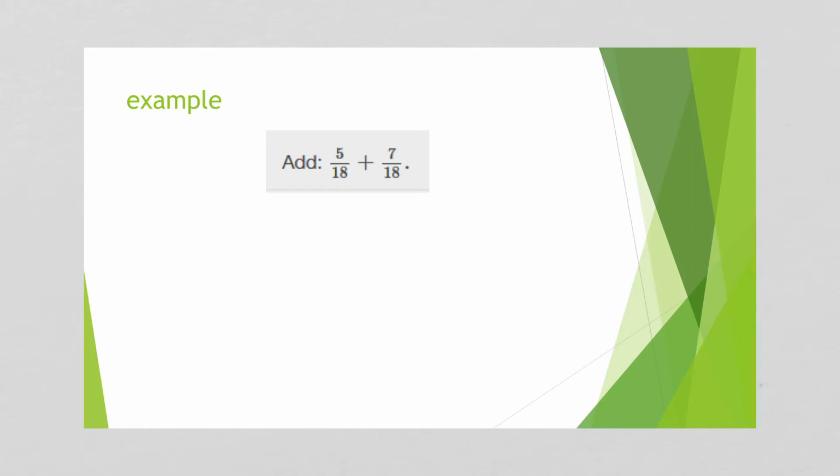We get 5 plus 7, which is 12. We do not add our denominators together. And if you haven't heard this before, you are hearing it now: I always want the most reduced form of a fraction that you can give me. So if you give me 12/18 on a test, I likely will take off points for that because you should be giving me the reduced form. They're both divisible by 6, so I would end up with 2/3 as the reduced form of this fraction.